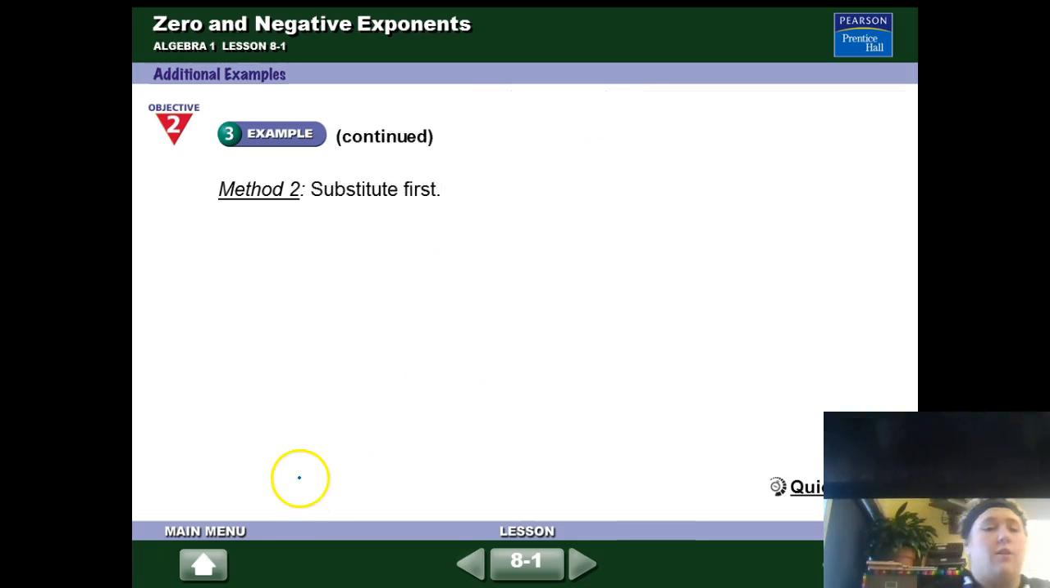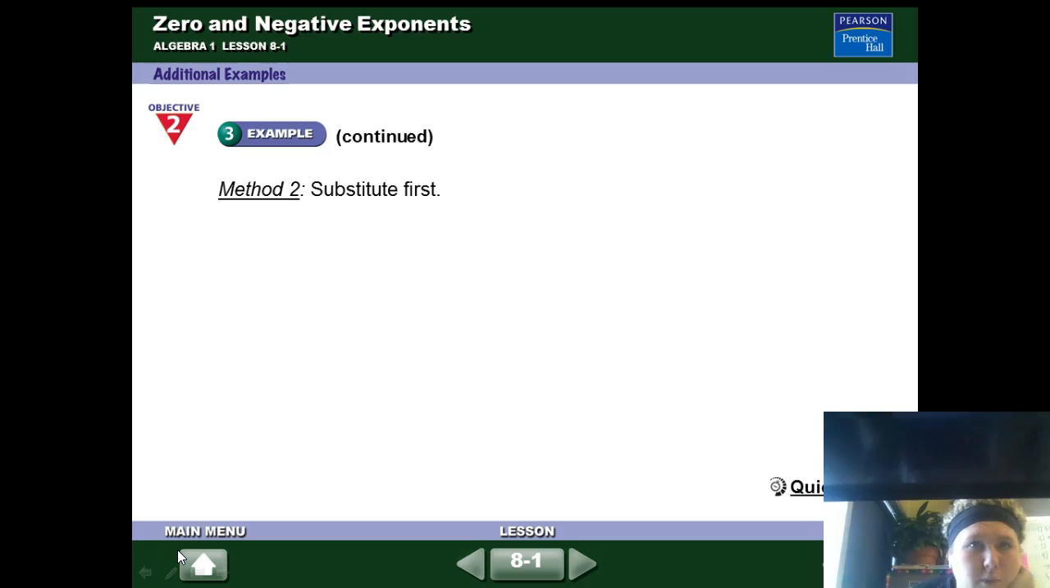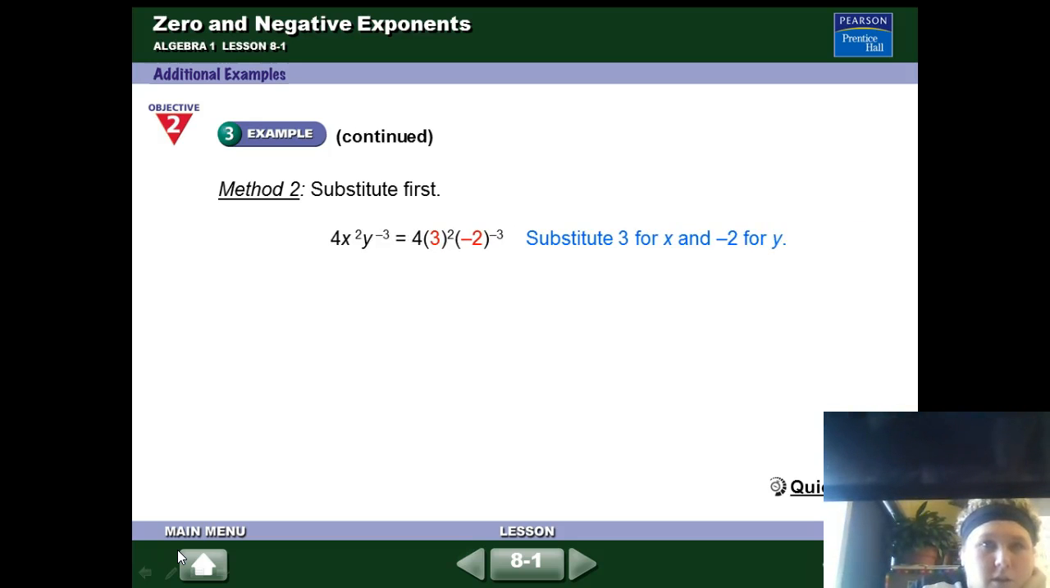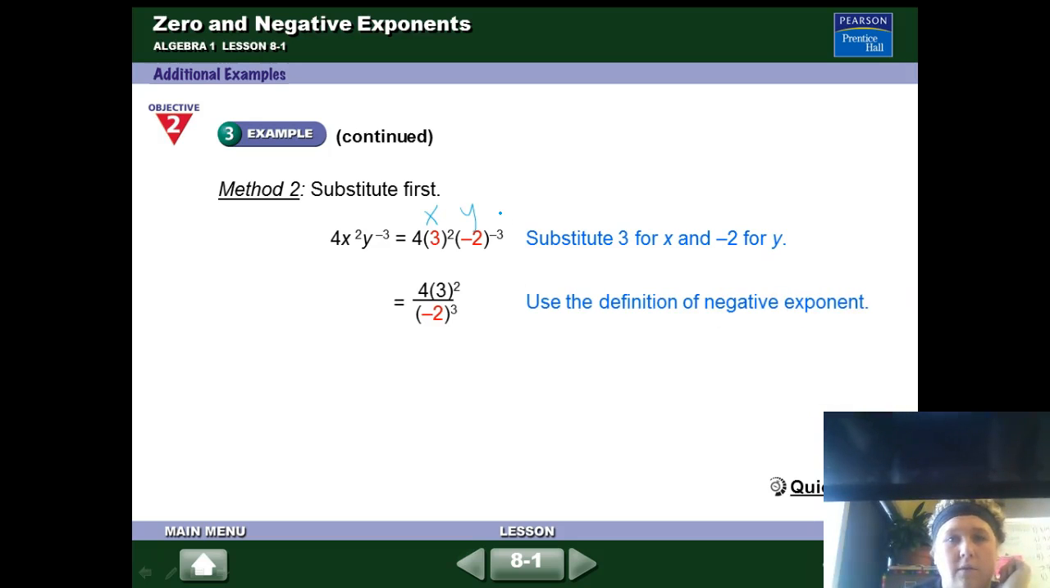Let's take a look at the other method. The other way to do this problem would be to use substitution first. So this is where you would plug in your 3 for your x, negative 2 for your y. Continue to solve out. 3 squared is 9, so 4 times 9, 36 over negative 8. So this is your simplified answer. Either method works. That's all for today's lesson.